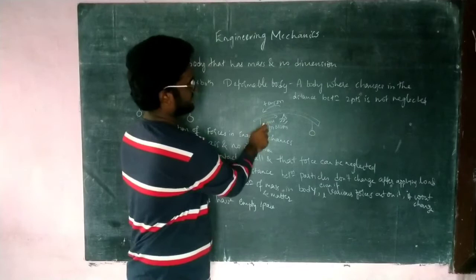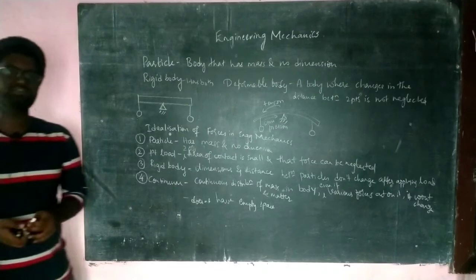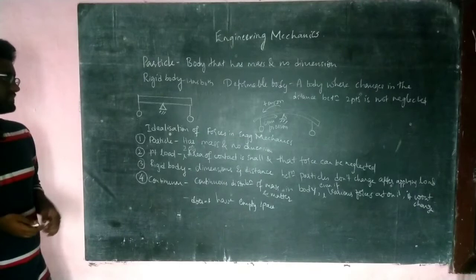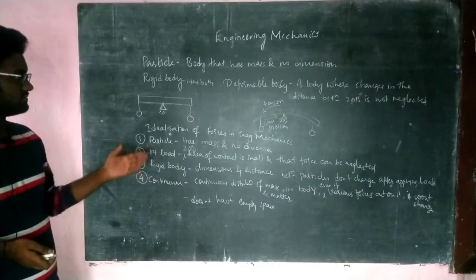Also, discussing the idealization of different forces in engineering mechanics, let us discuss four important things: particle, point load, rigid body and continuum. A particle, as we have already discussed, has mass but doesn't have any dimension. That is the definition of a particle as well.